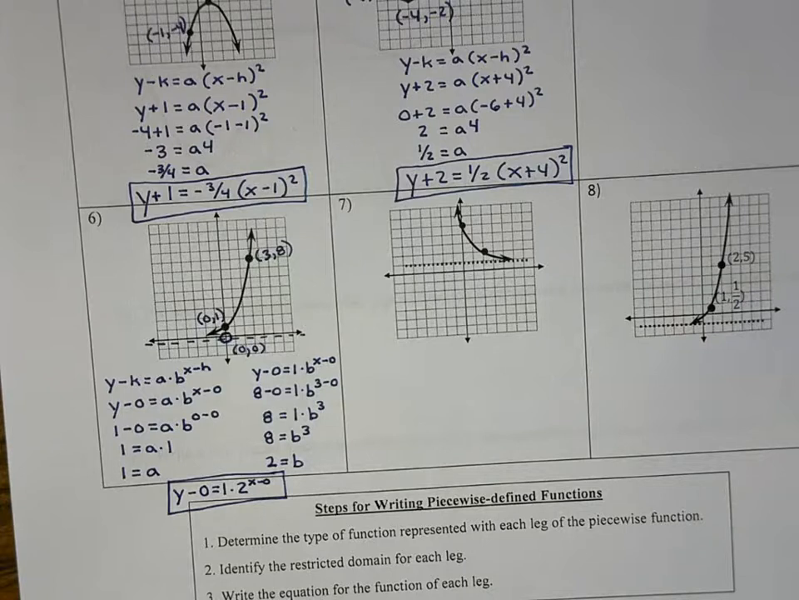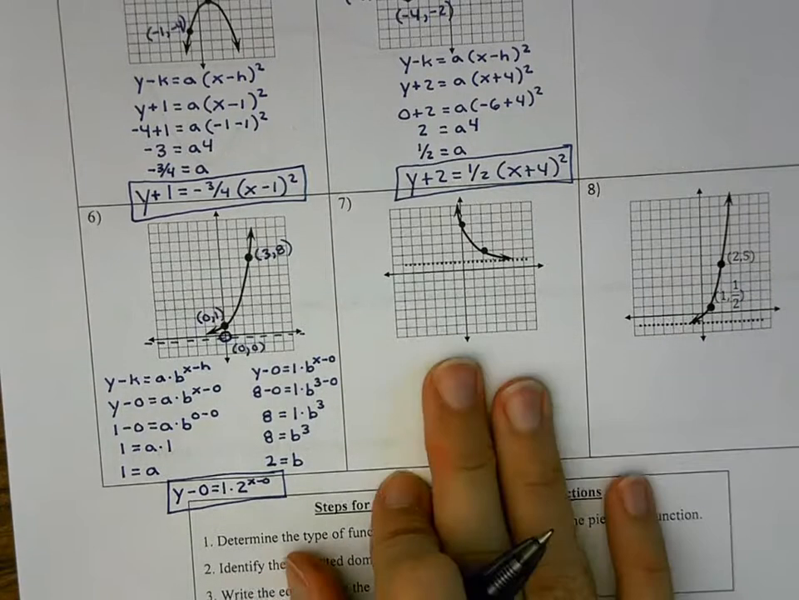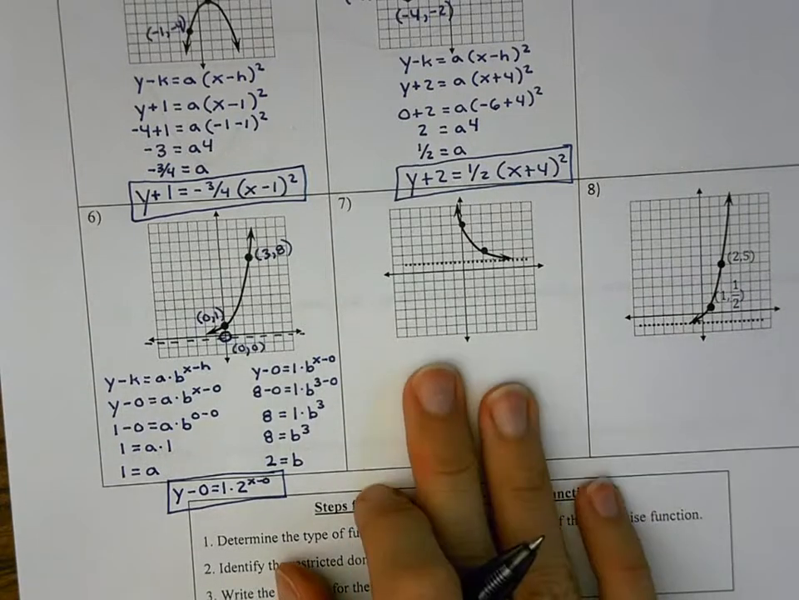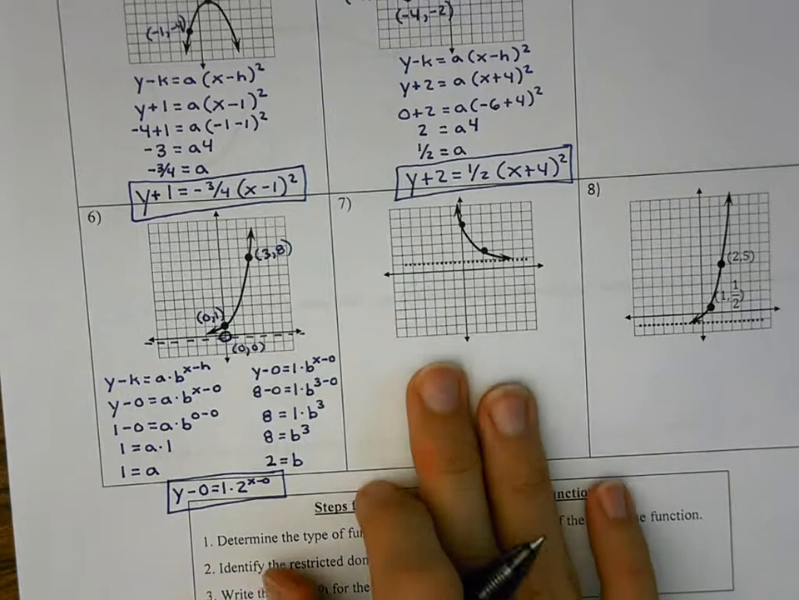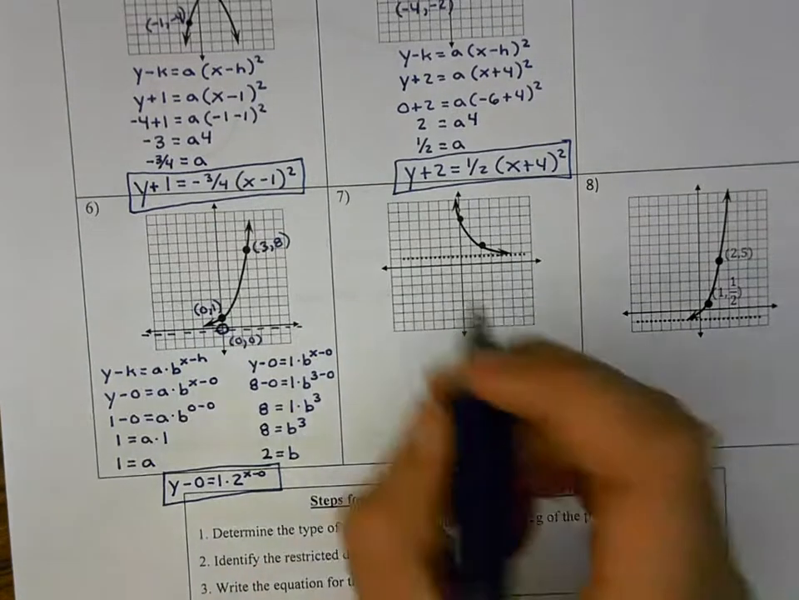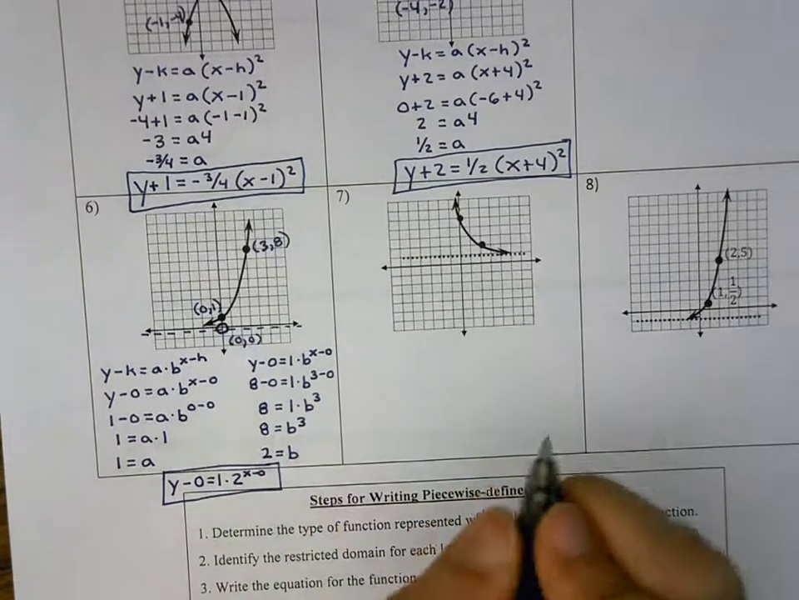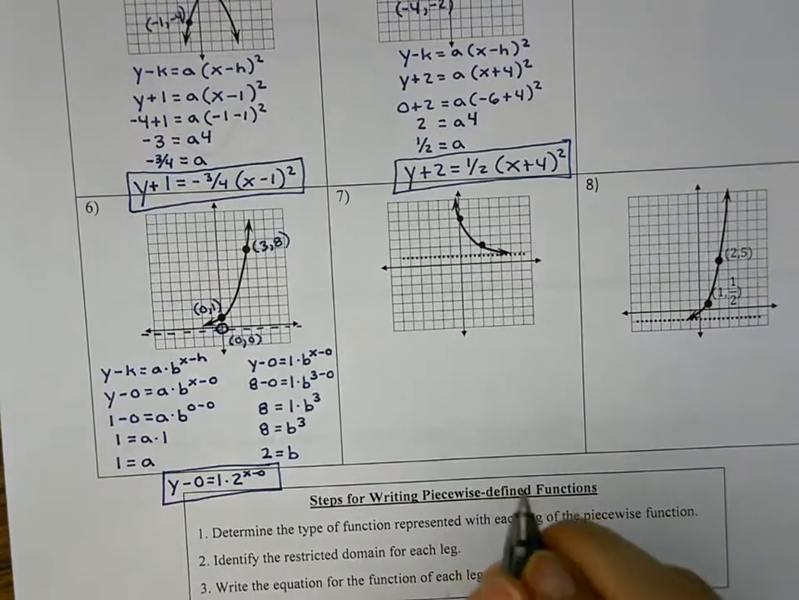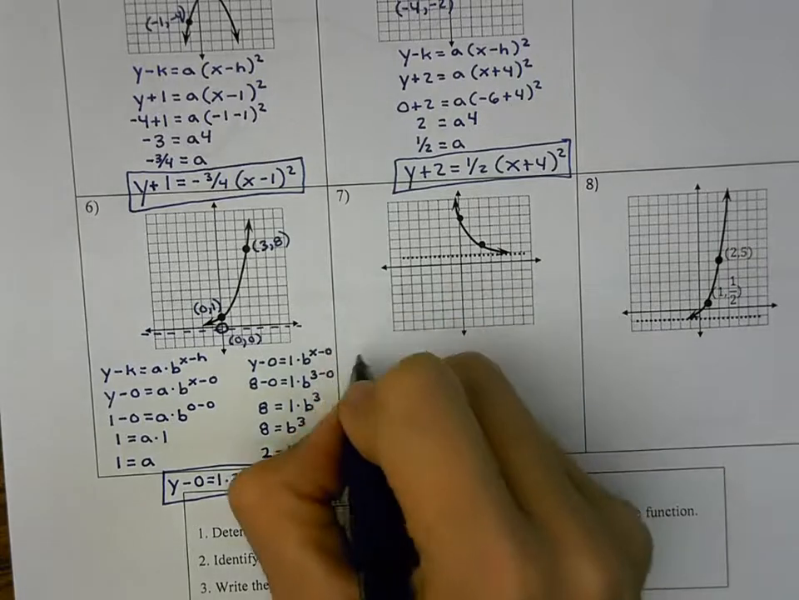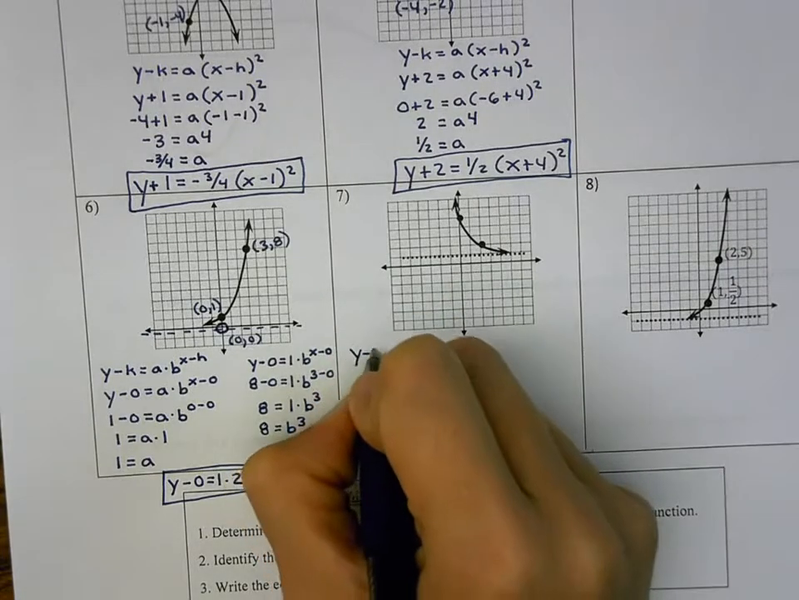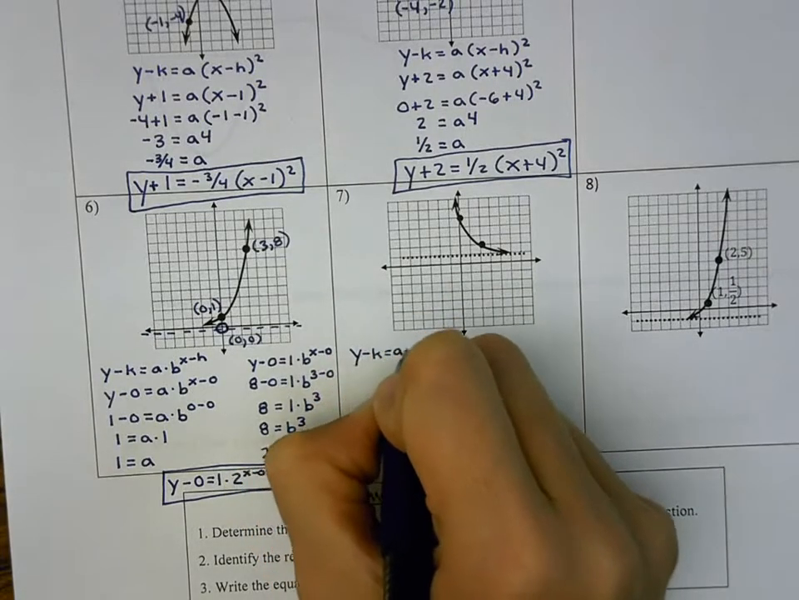Okay, number 7. So I would encourage you to work through it a little bit more on your own now. Let's go ahead and work through number 7. Okay, we have an exponential. What is my descriptive form then? Well, my descriptive form would be y minus k equals a times b to the x minus h.